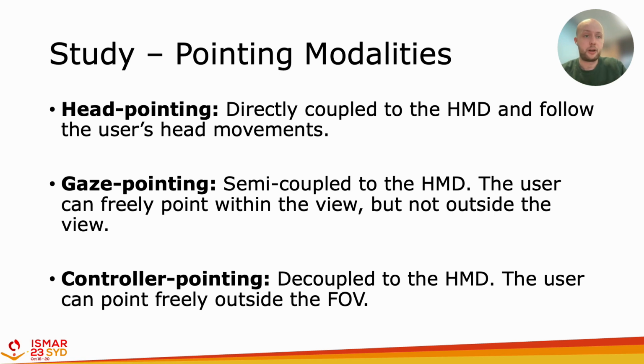And in this paper, we compared head pointing, gaze pointing, and controller pointing. And these modalities are interesting because they each have different relationships to the HMD. So we have head pointing that is directly coupled to the HMD and follows the user's head movements one-to-one. You have gaze pointing, which is semi-coupled to the HMD, where the user can freely point within the field of view, but can't point outside the field of view. And then you have controller pointing, which is completely decoupled from the HMD, and the user can freely point outside the field of view and select targets that are not visible.